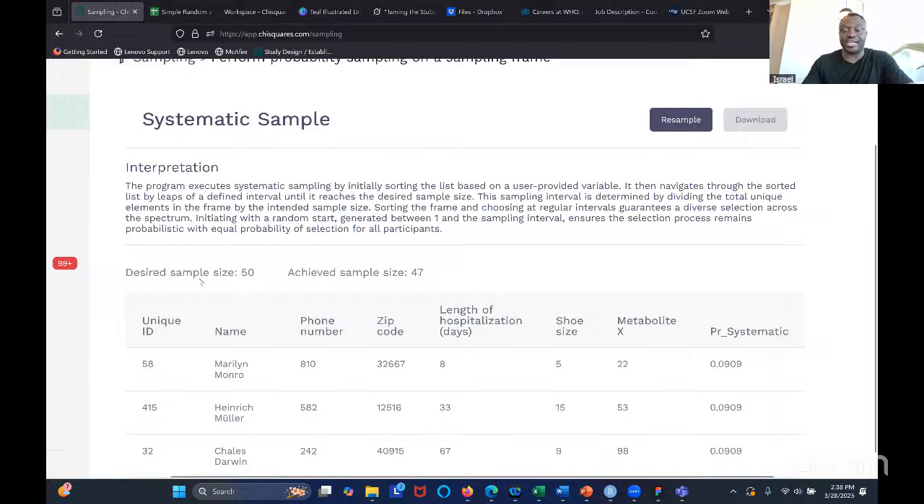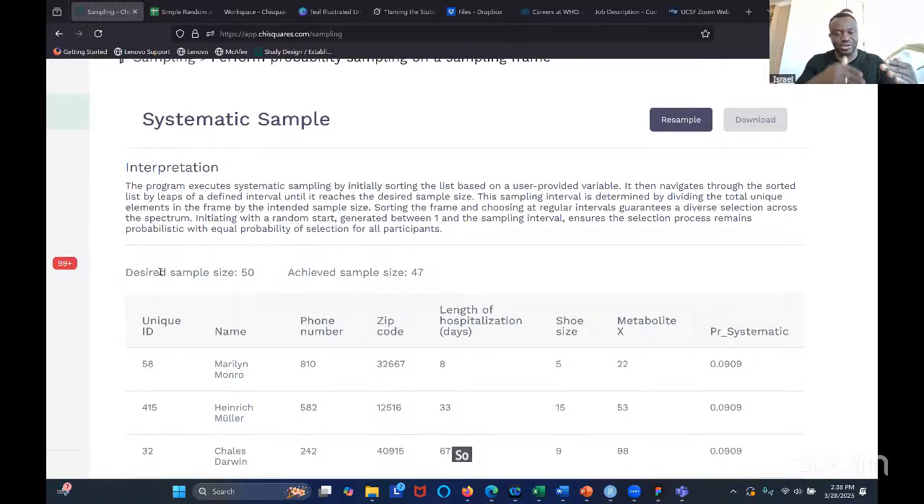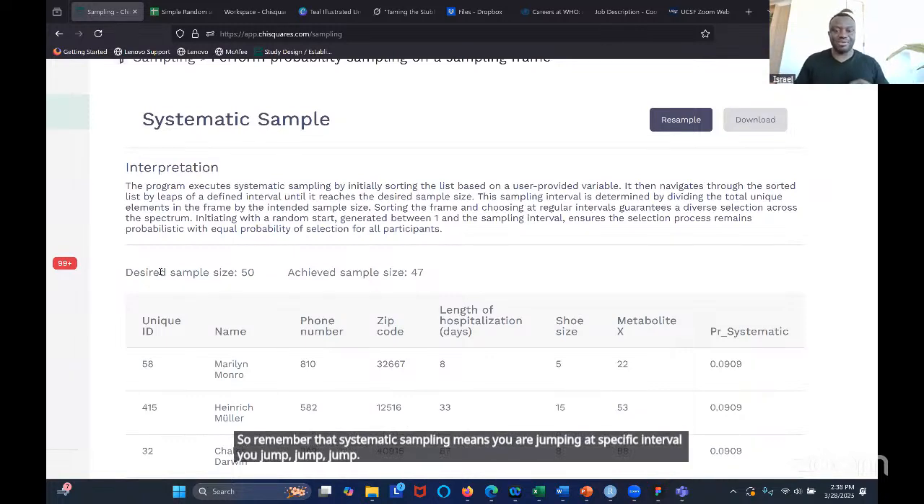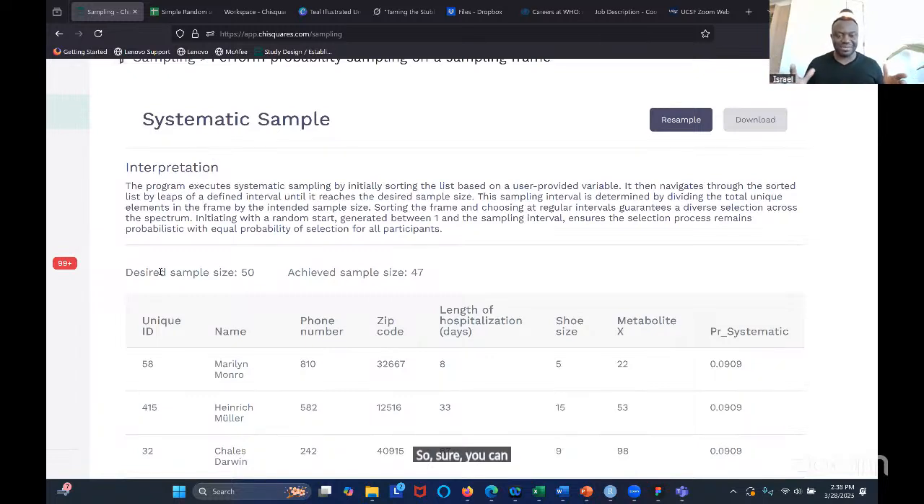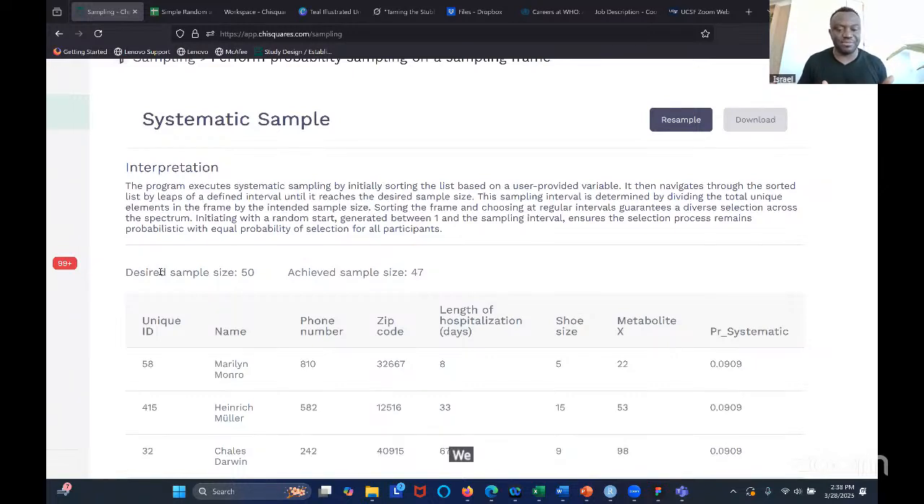Okay, great. So that's why the platform shows you clearly: you desired 50, but you have 47. The 47 is the context of what's available. So remember that systematic sampling means you are jumping at specific intervals. You jump, jump, jump. So sure, you can want heaven and earth, but if the heaven and earth is not available for you, we cannot fabricate heaven and earth for you. We just have to give you what's available, right?